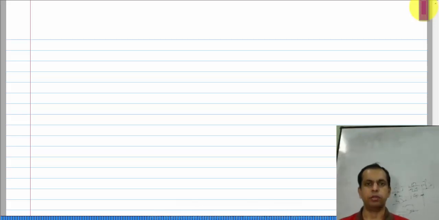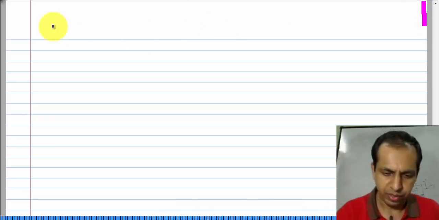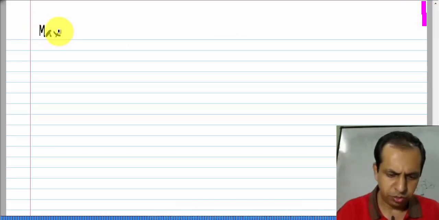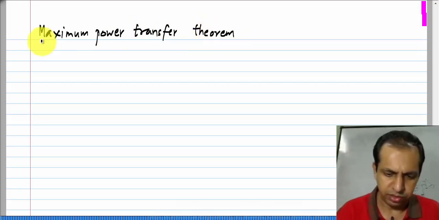So, what we will work out is the condition for maximizing the power that can be drawn from these terminals. It is known as the maximum power transfer theorem.